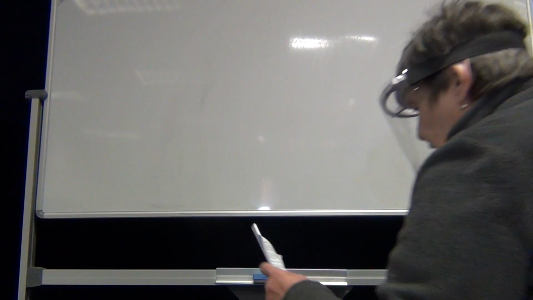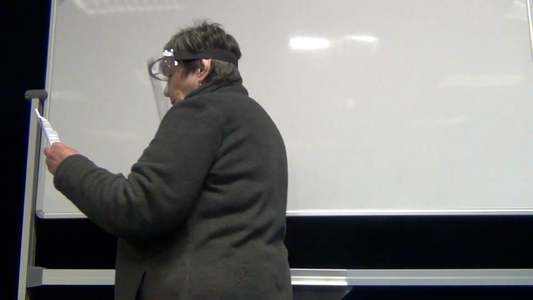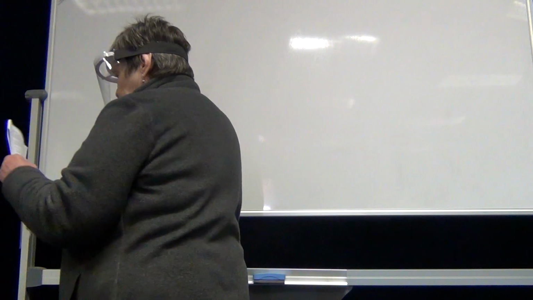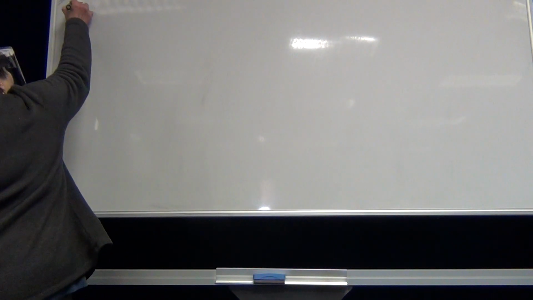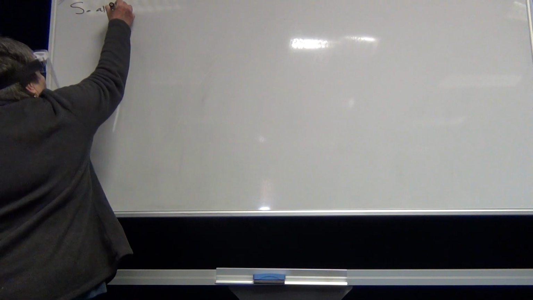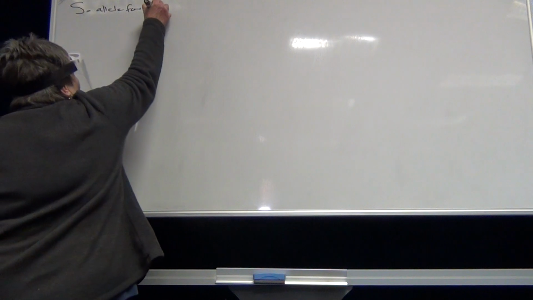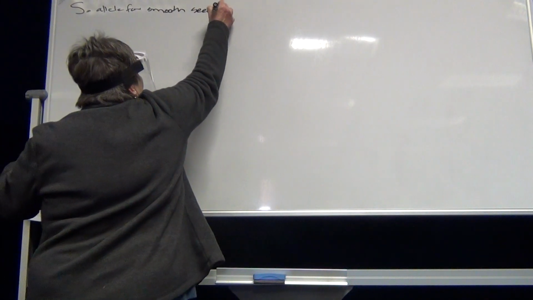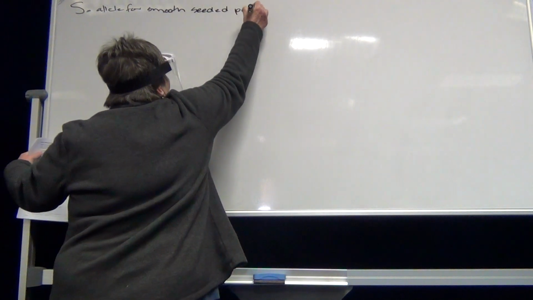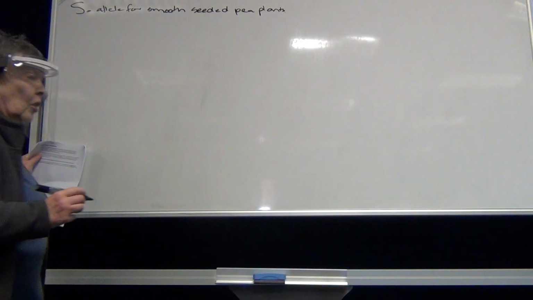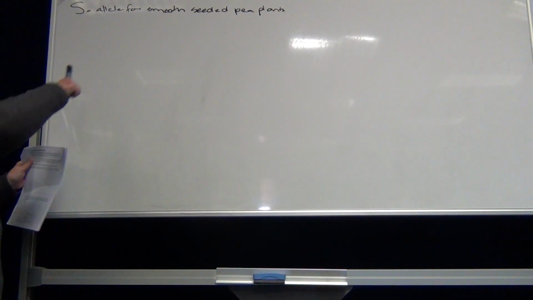Okay, right, so in the first one, the letters that were used were capital S represents the allele for smooth seeded pea plants. And guys, you've got to be very careful how you say this.